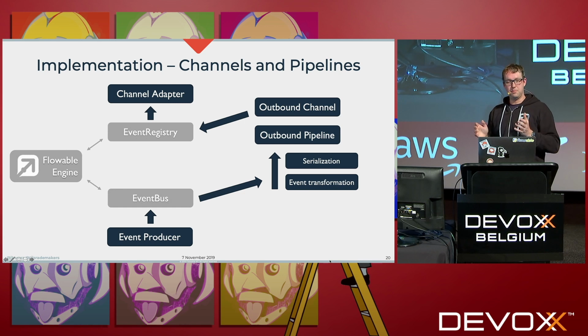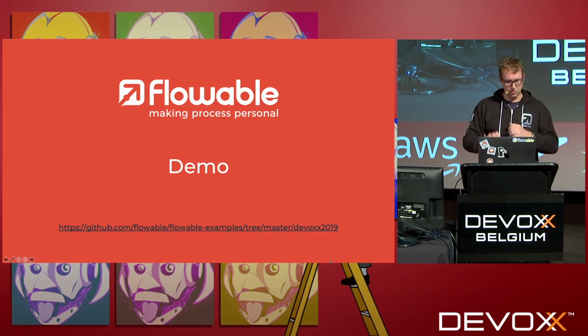The other way around is quite simple. So you produce an event and it needs to go out to some channel, right? So just the other way around: you produce an event, it goes to the event bus, event transformation, you get some serialization, of course, depending on the type of queue you're sending it to, and you send it out to a channel adapter.